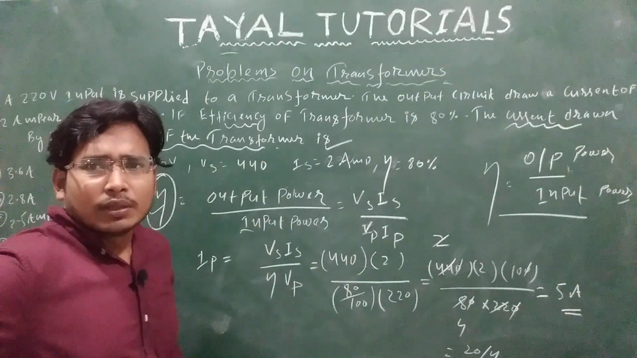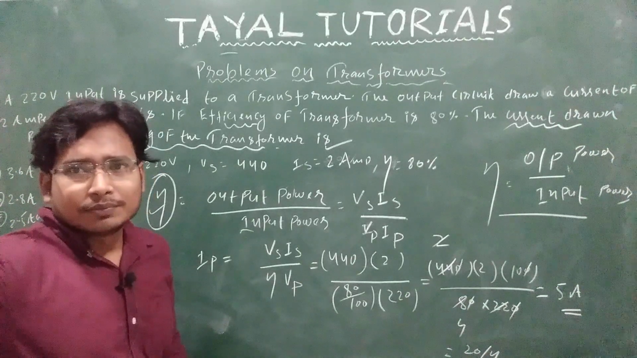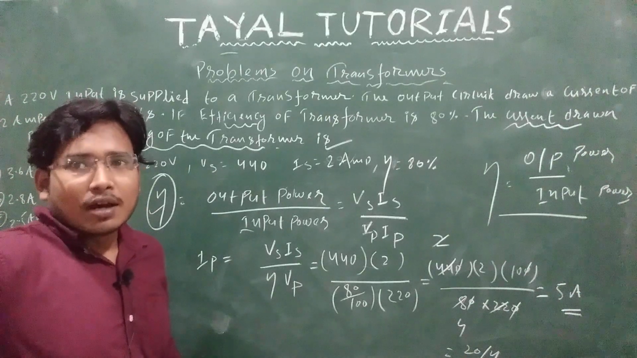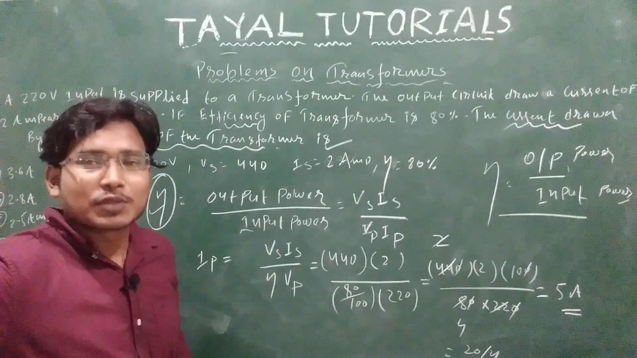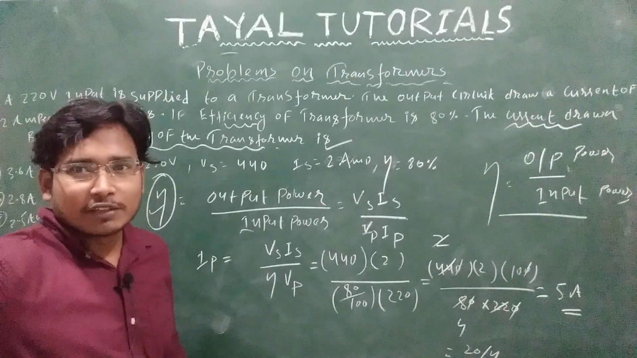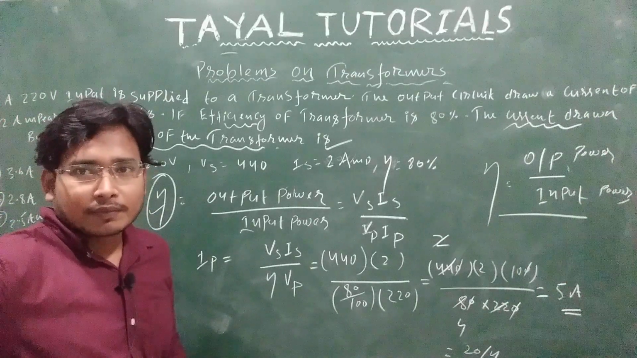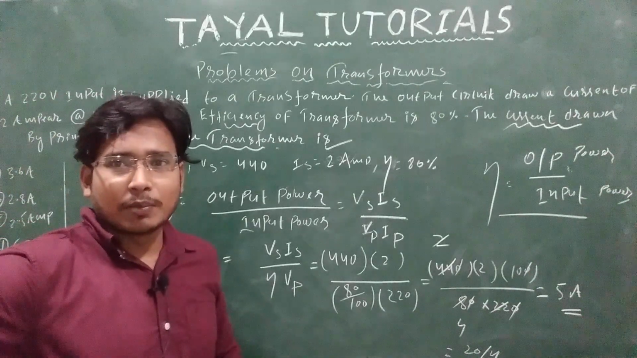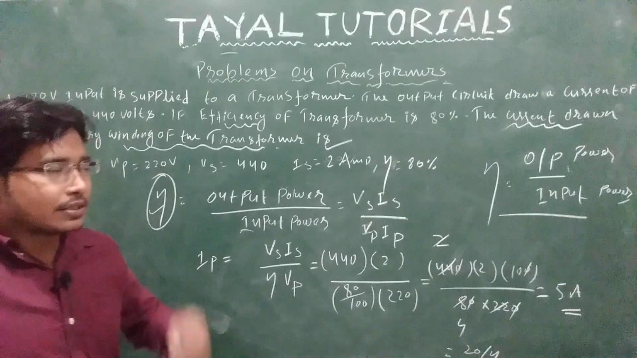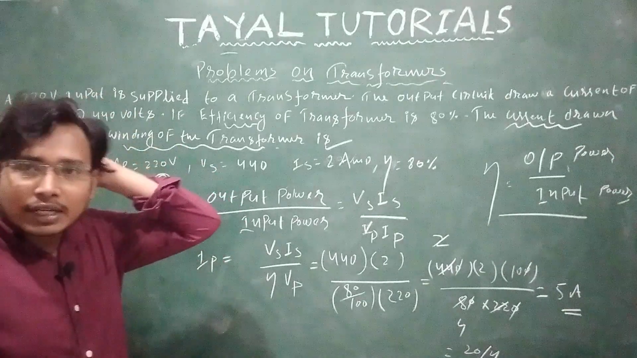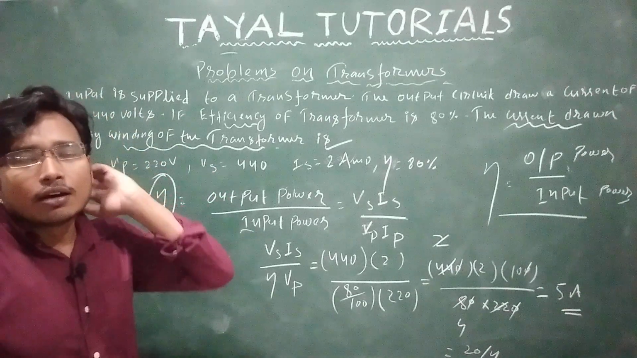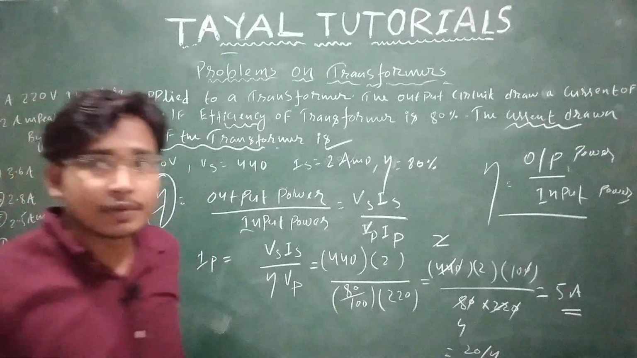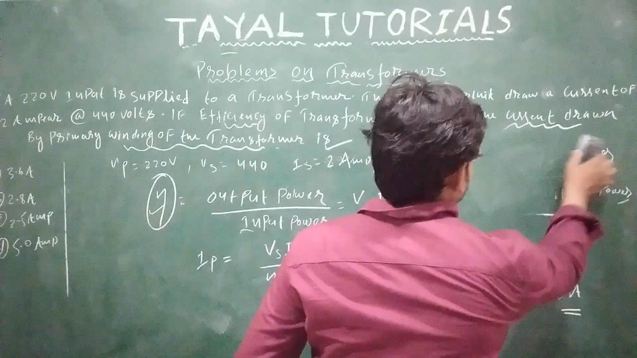If in any transformer someone says there is 100% loss, what would the efficiency be? If someone asks if there is 100% loss in a transformer, many students will say 0%. No, that efficiency will be still 50%. How? Let's see.